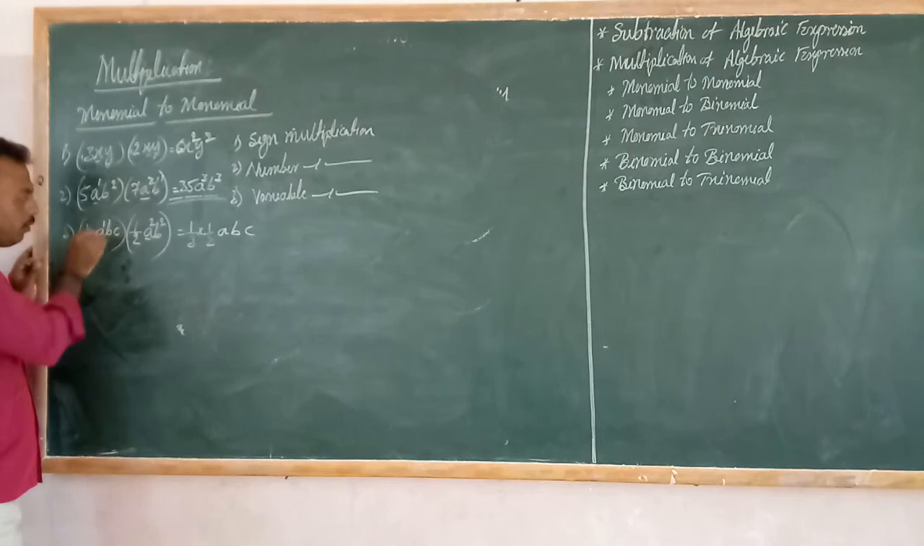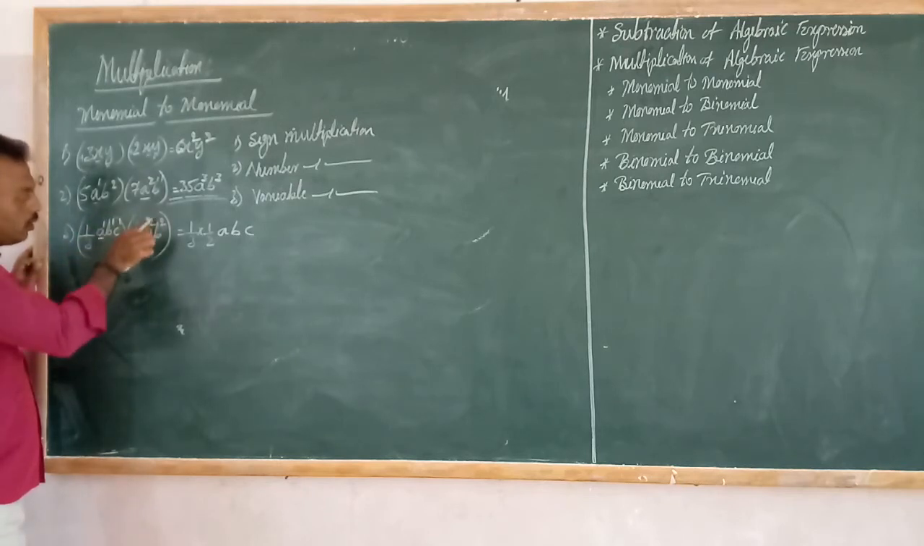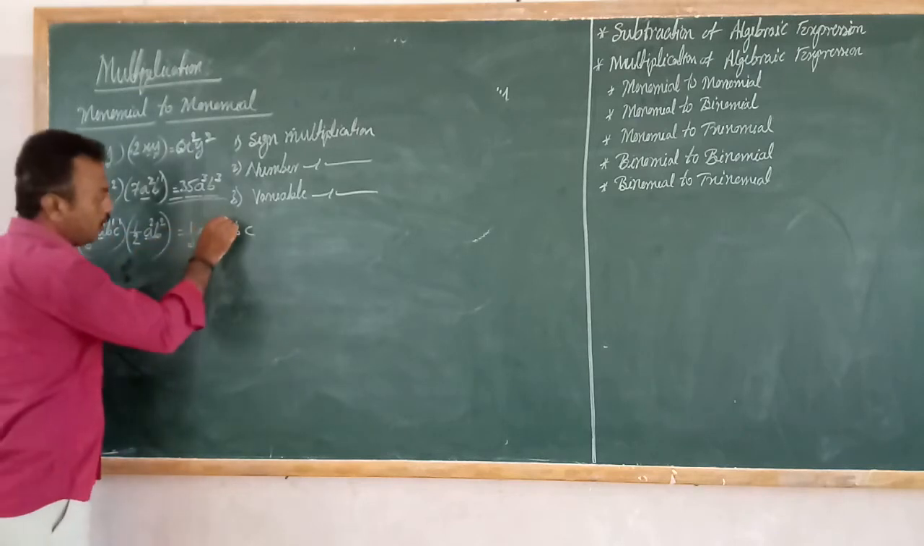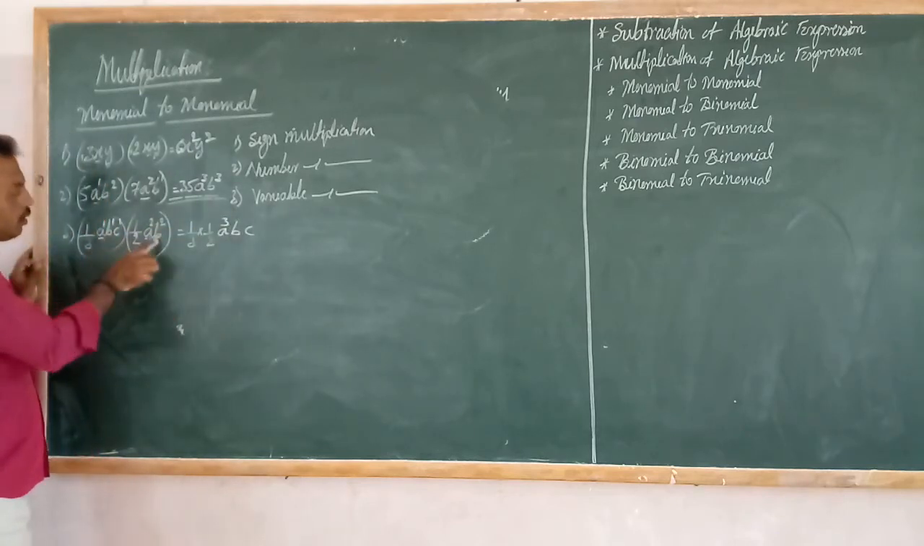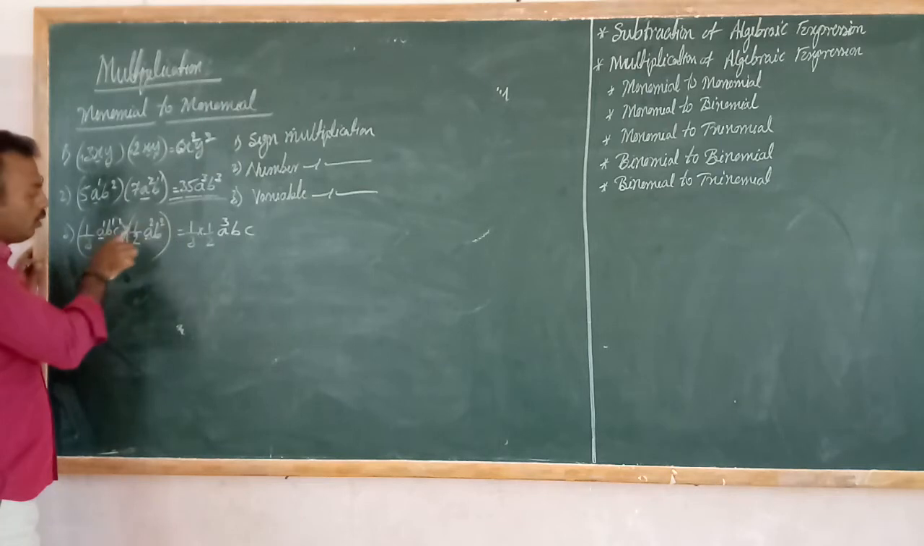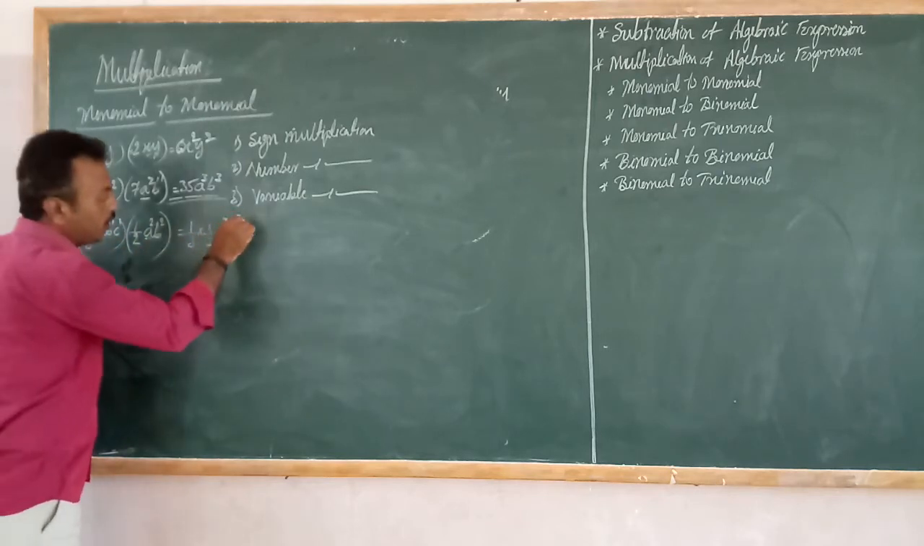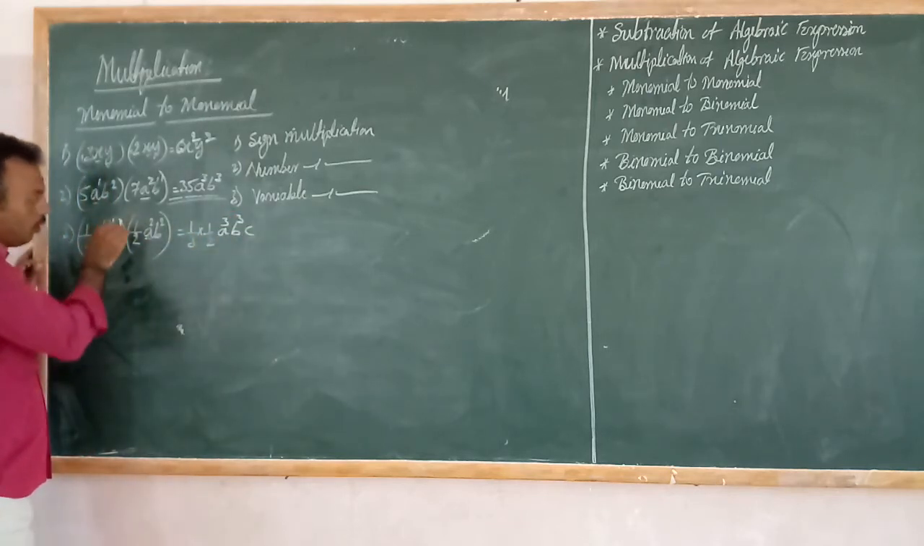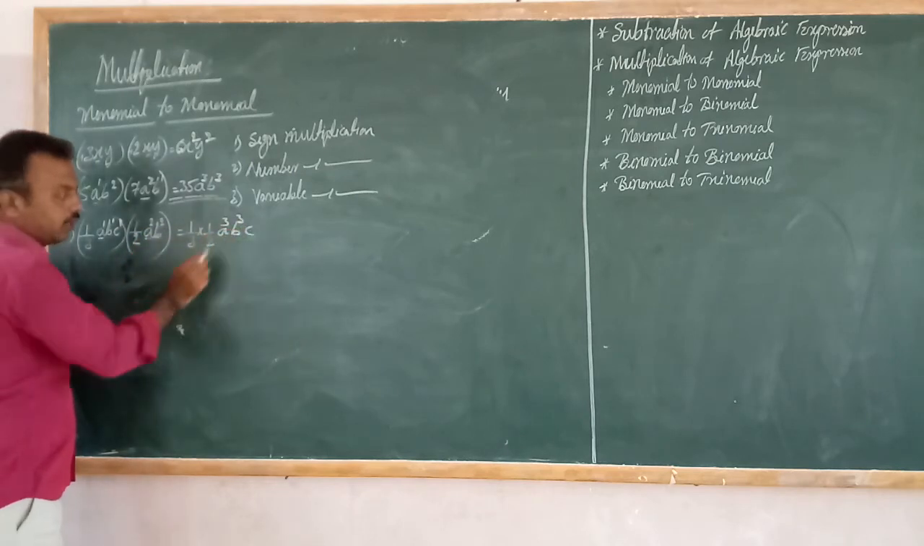Here nothing is there, means 1 is there, here also 1, here also 1. A power 1 is there, here a power 2 is there. So 2 plus 1 is 3, a power 3. Here b power 1 is there, here b square is there, so b square and b power 1 becomes b power 3. Here c power 1 only is there, here nothing is there. You have to write like that only.